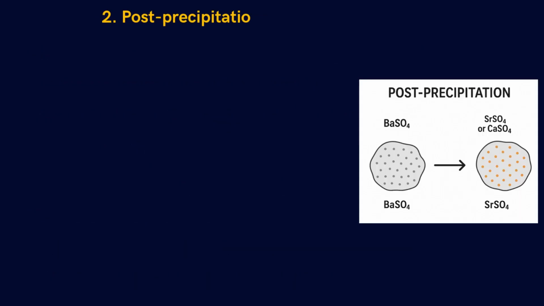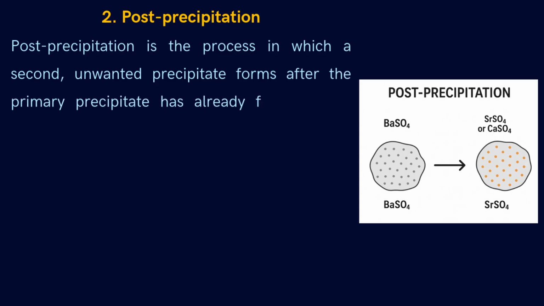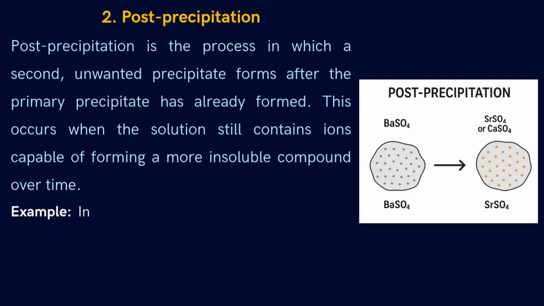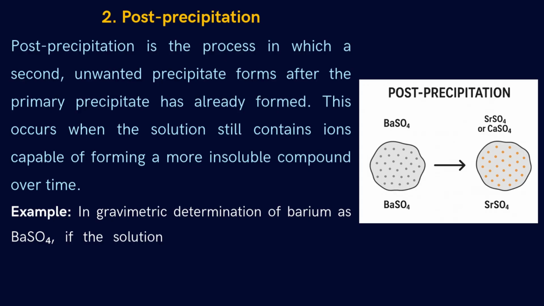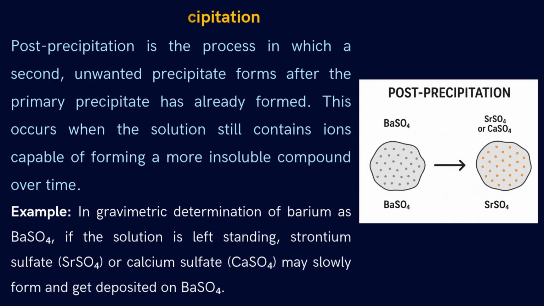Second type of impurity in precipitation process is post-precipitation. Post-precipitation is the process in which a second, unwanted precipitate forms after the primary precipitate has already formed. This occurs when the solution still contains ions capable of forming a more insoluble compound over time. Example, in gravimetric determination of barium as BaSO4, if the solution is left standing, strontium sulfate or calcium sulfate may slowly form and get deposited on BaSO4.